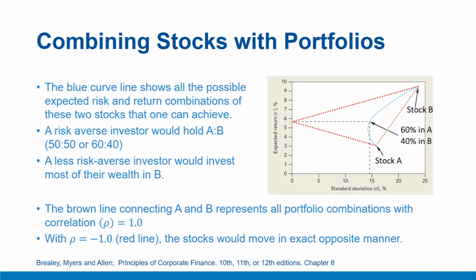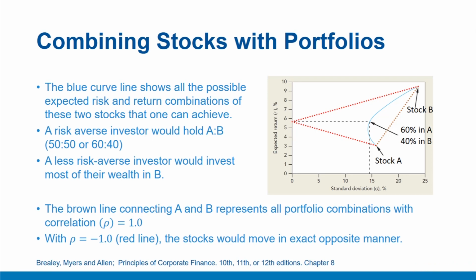We know now that the level of diversification, that is elimination of stock-specific risk, depends on the level of correlation between the two stocks. Assume that the correlation between stocks A and B is rather low at rho equal to 0.18. This low correlation results in the blue curve representing all the possible combinations in the portfolio. If the correlation was 1, they would move exactly in lockstep. There would be no gains from diversification at all. This would result in a brown dotted straight line.